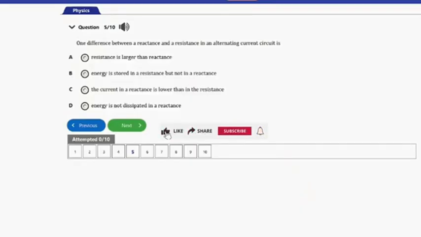It says, one difference between a reactance and the resistance in an alternating current circuit is: A, resistance is larger than reactance. B, energy is stored in resistance but not in a reactance. C, the current in a reactance is lower in the resistance. And D, energy is not dissipated in a reactance. So guys, the answer to this question is option D here. Energy is not dissipated in a reactance. So that's it for this question. Let's go ahead and consider the next question, guys.